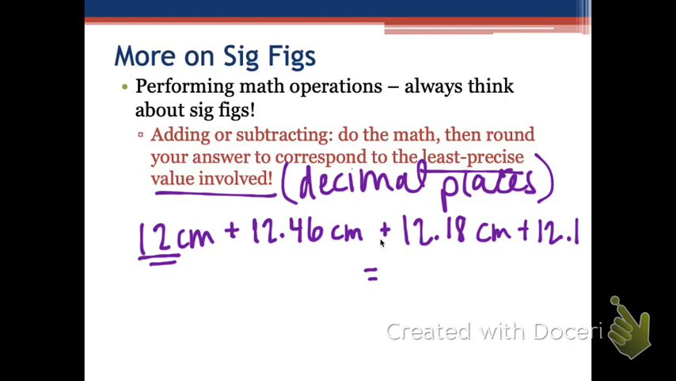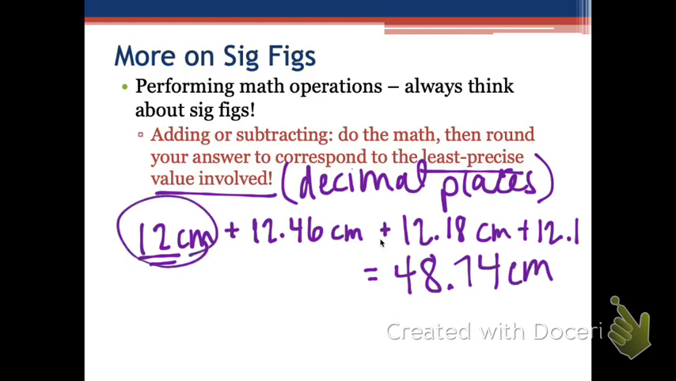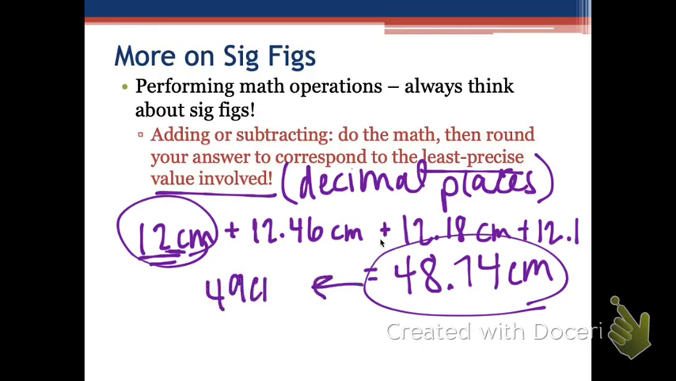Okay, so I do the math. Somebody do that math for me. 48.74 is the raw answer I get when I do the math. 48.74 centimeters. But here's the problem. One of my measurements was not that exact. It did not have 2 decimal places, which means my answer cannot have 2 decimal places. My answer can have 0 decimal places. So how do I round this answer to make it 0 decimal places? 49 centimeters. So I do the math, then I round my answer to the fewest decimal places involved.